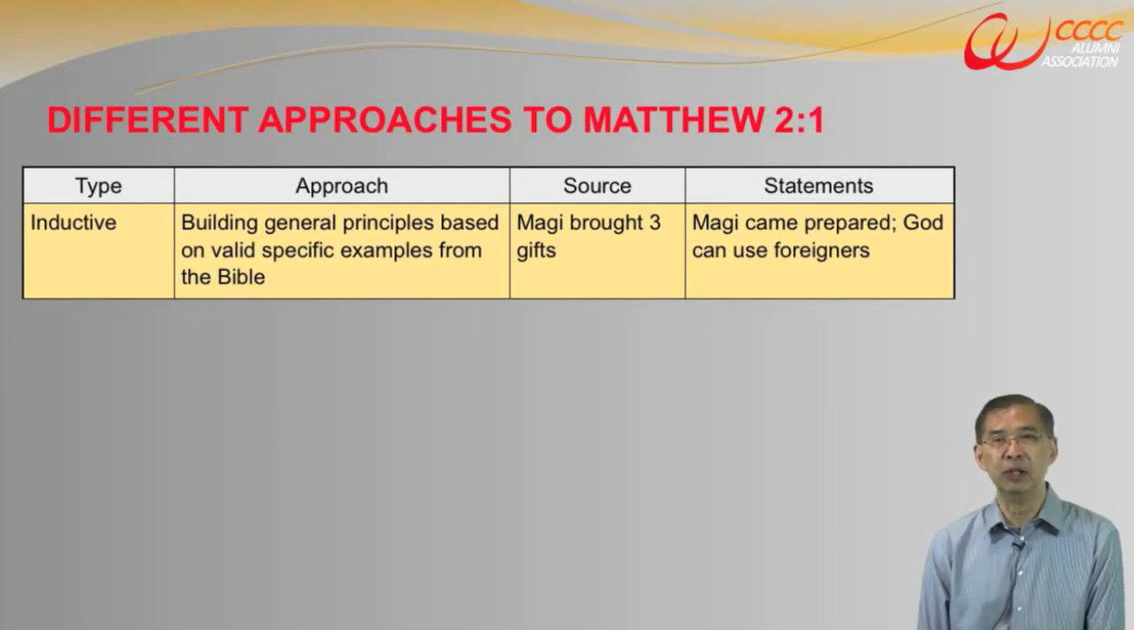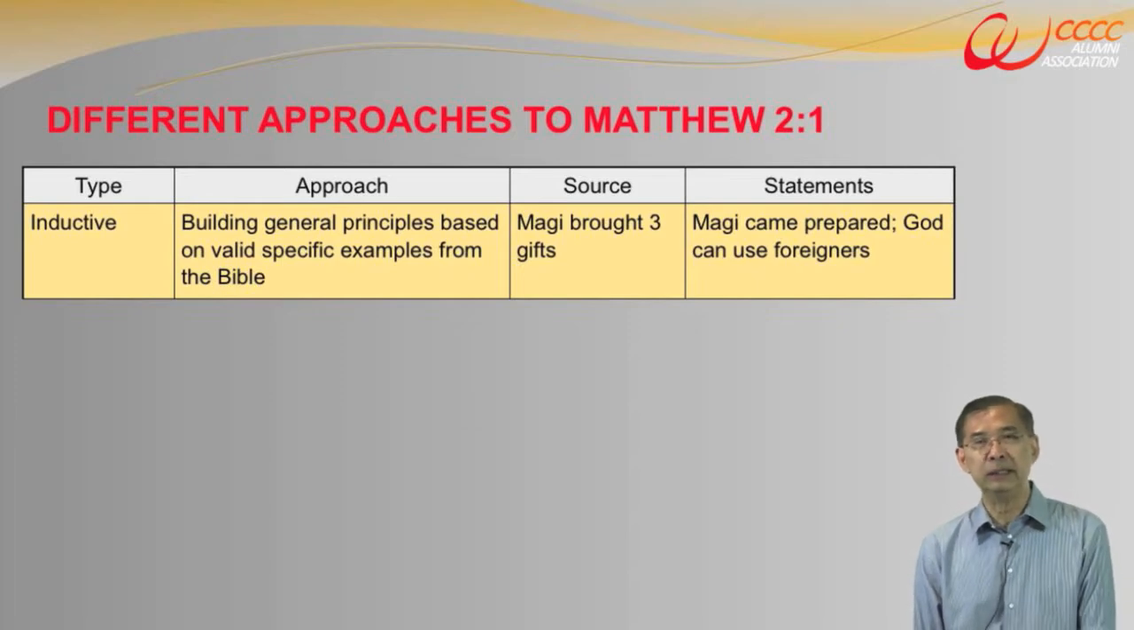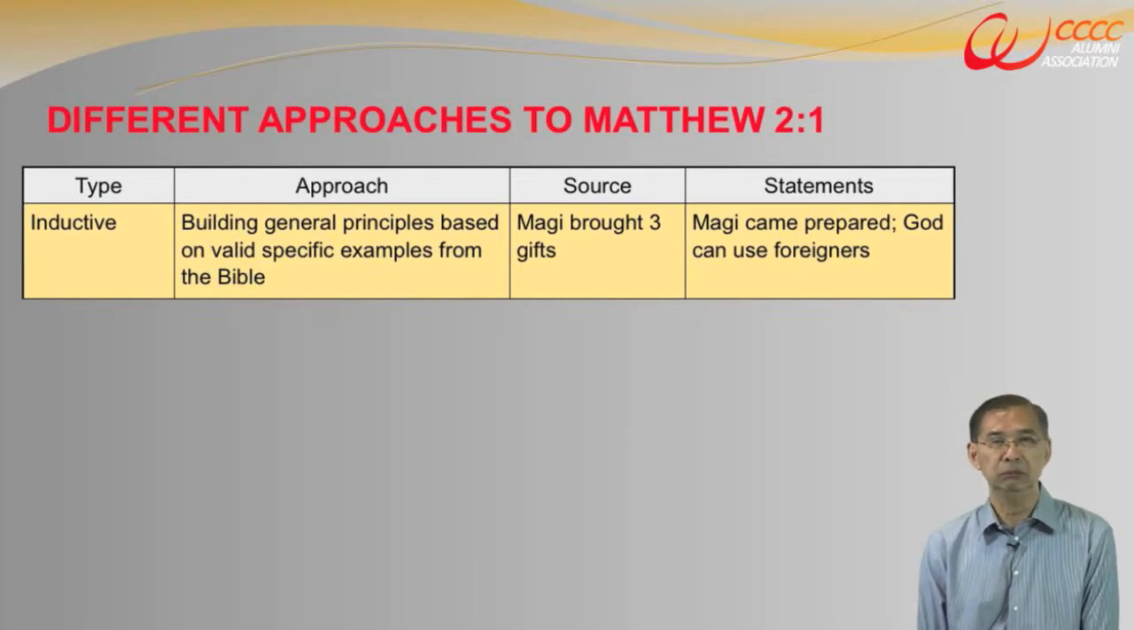I'll pick an example from Matthew chapter 2, verse 1. Now, it's not always a good idea to pick just one verse to illustrate a general principle, but this will do. We know that the Magi, after Jesus was born, certain wise men from the east, came to Jerusalem, and they brought 3 gifts. The general principle we can state is that these people came prepared. Usually if people bring gifts, that means they have a clear idea what they want to do and whom they want to present the gifts to. So it's okay to draw the general statement that these people came prepared.